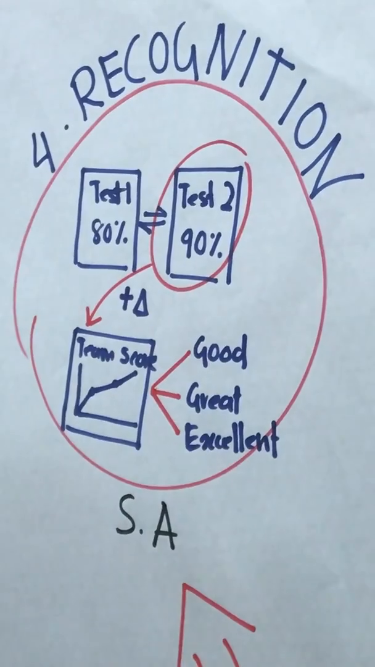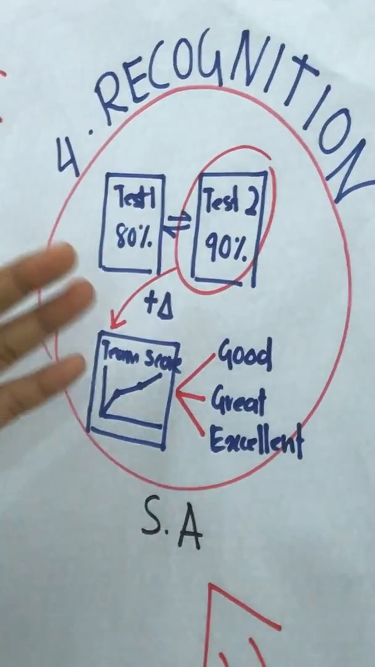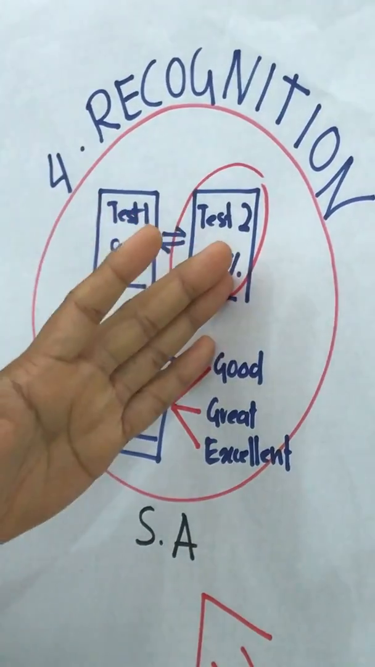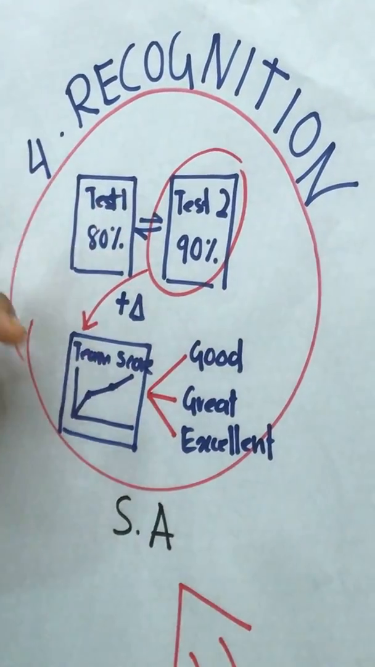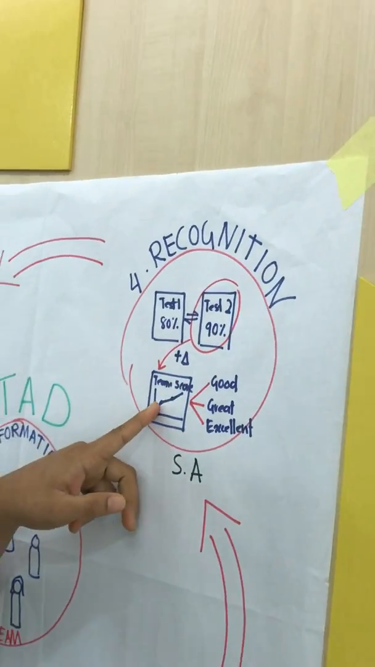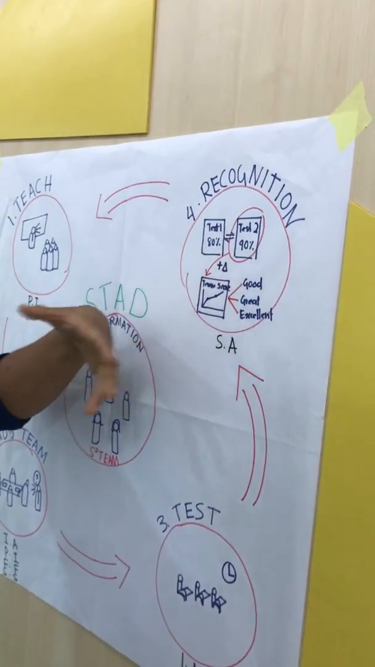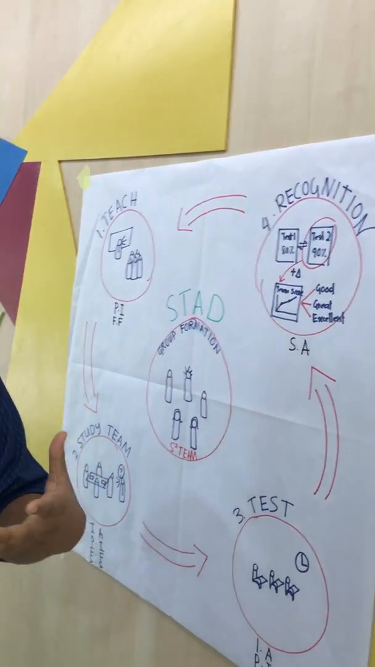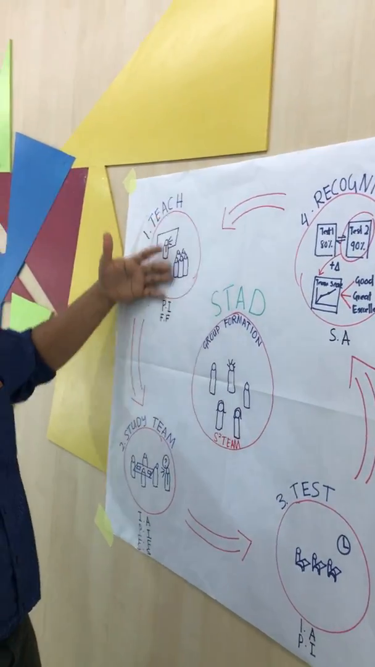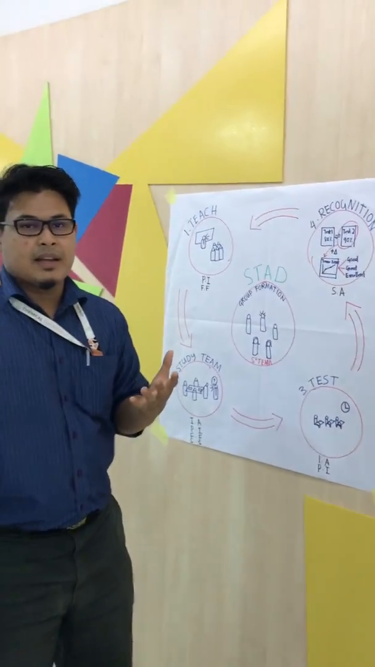So if there is some achievement from the students, comparing the individual to the team achievement, the difference in value will be contributed to the team score. So by then we can label the team as good, great, or excellent. By doing that, we can see that all the principles and pillars of cooperative learning are being implemented.